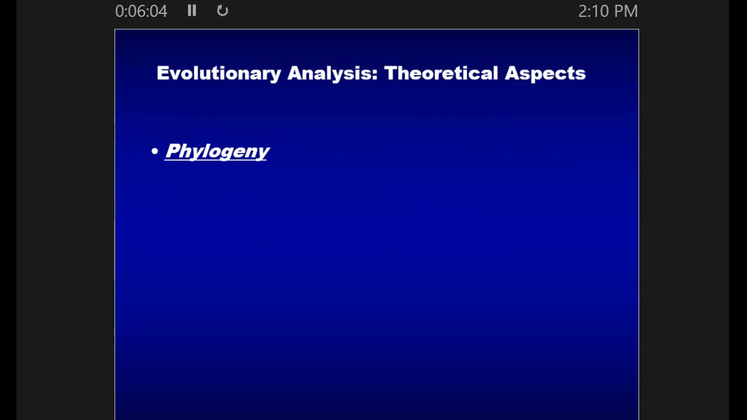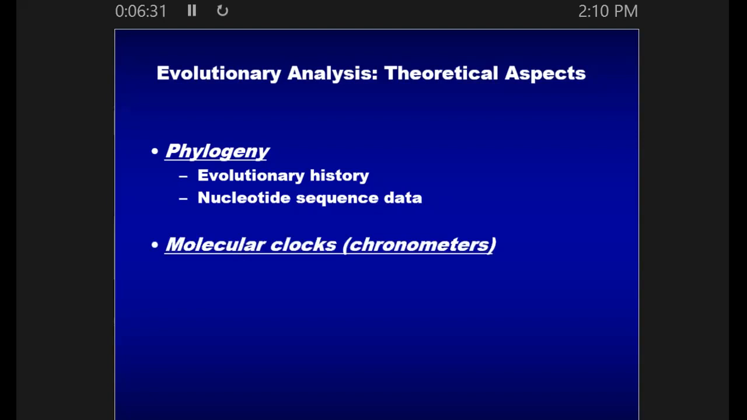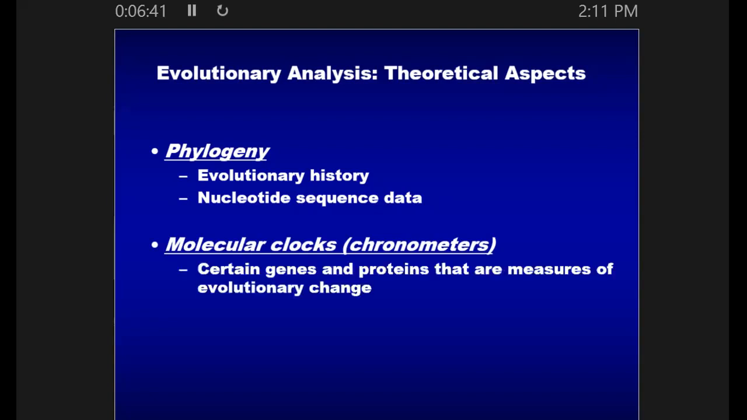All right, so phylogeny. You often hear this term. We're looking at the history of those organisms in relationship to other organisms. And this is usually done through nucleotide sequence data that we compare in order to put together a so-called phylogenetic tree. In order to do that, we use some kind of chronometer or a molecular clock to compare across different organisms.